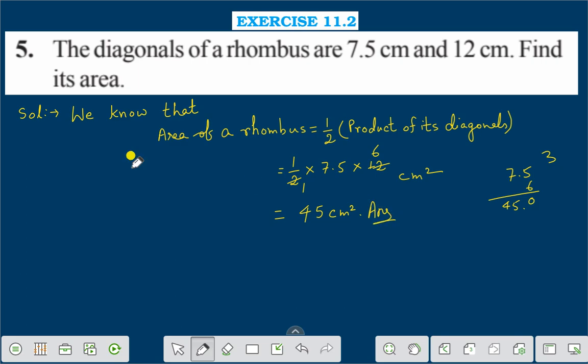Again we are repeating. Here you see, we know that area of a rhombus equals half into the product of its diagonals. The diagonals are given as 7.5 centimeter and 12 centimeter. That is 1 by 2 into 7.5 into 12. 2 sixes are 12. If you multiply 7.5 with 6, 6 times 5 is 30, write 0, 6 times 7 is 42 plus 3 is 45. Therefore, the area of this rhombus is 45 centimeter square.